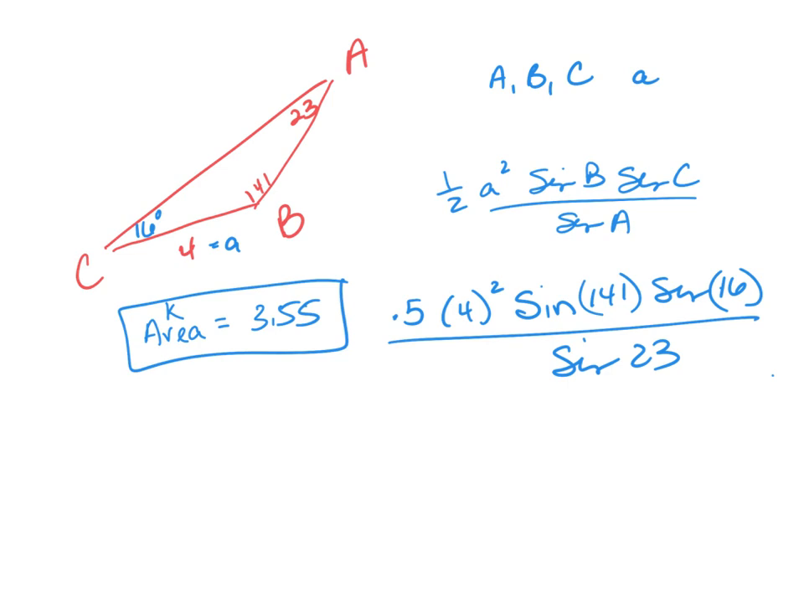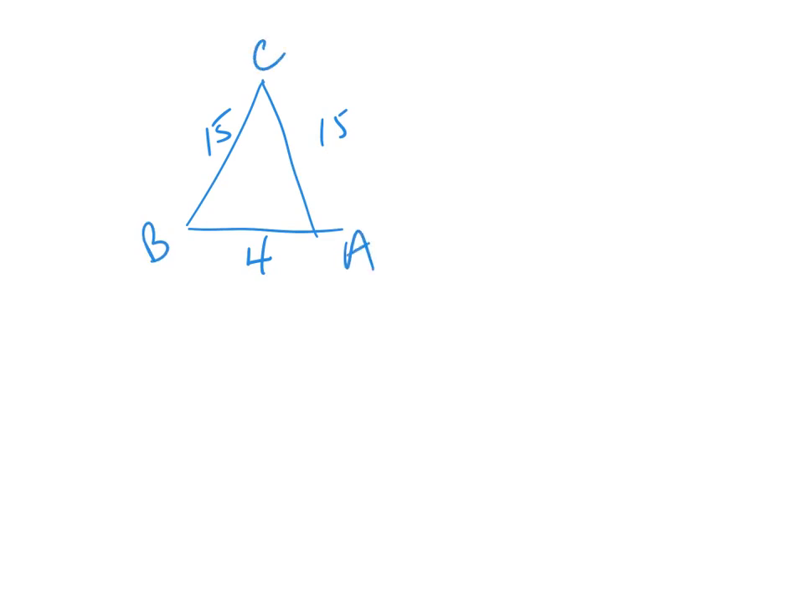Heron's formula is when you have 3 sides. We're going to do number 13. And we have 15, a 15, and a 4. And this is big B, big C, and big A. So the little b is this guy, the little a is this guy, and the little c is this guy. Find the s, you do 1/2 of the sum of the sides. So that's 1/2 of 34, which is 17.